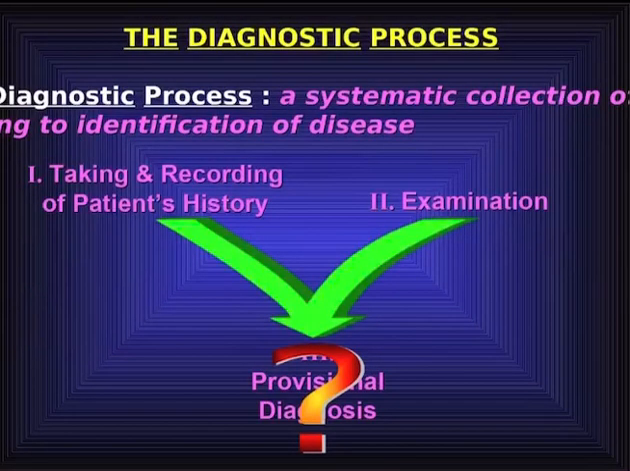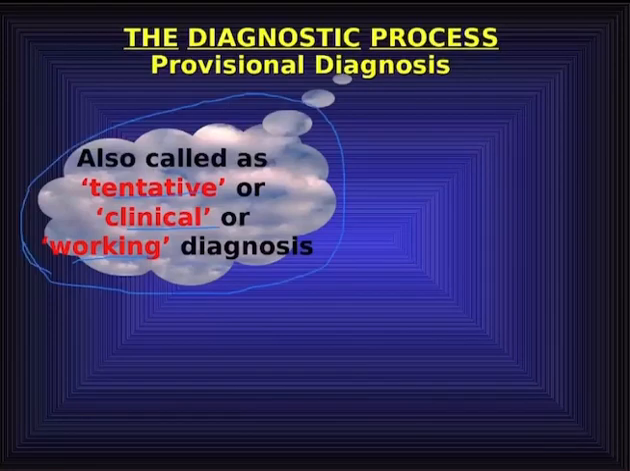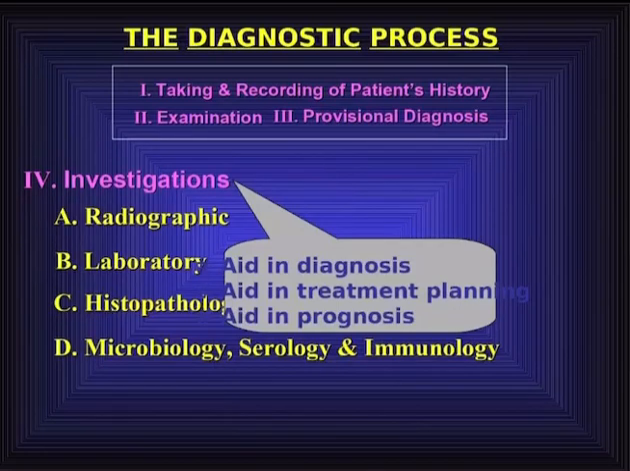See here, this is the slide: once you collect all the information and take an examination, the third one, the provisional diagnosis, is the question mark. To confirm this, what do you need to do? You need to do investigations, right? As I told you earlier, for provisional diagnosis there are different names: tentative, clinical, or working diagnosis. So don't get confused when somebody uses any of these words; it means a provisional diagnosis. So once you do the provisional diagnosis, you go for investigations.